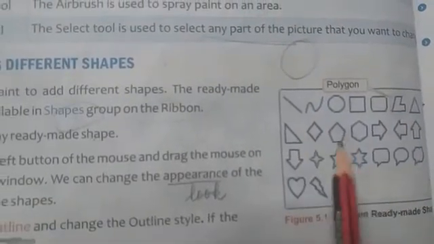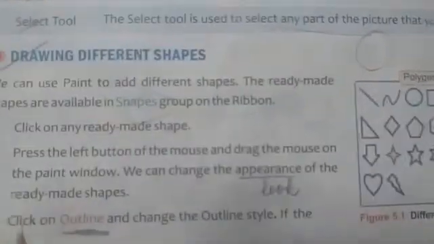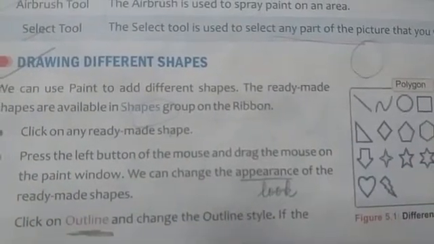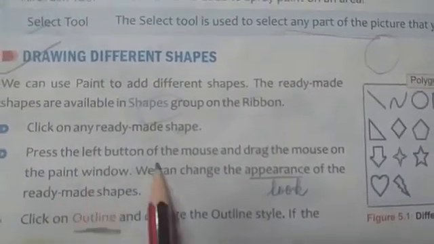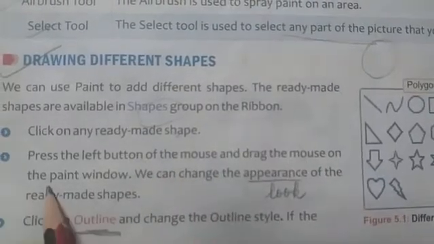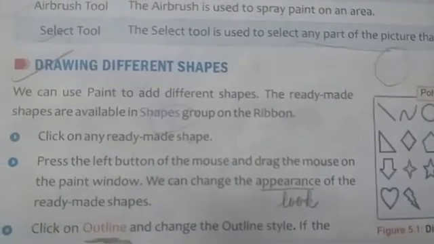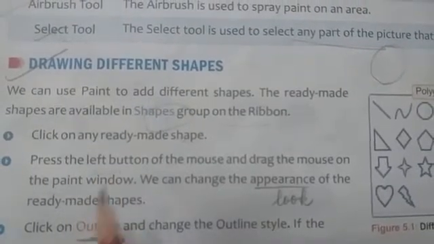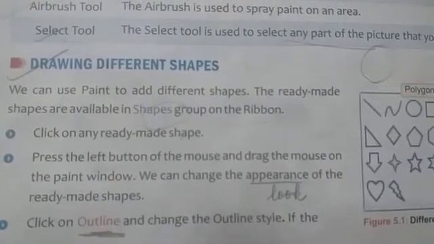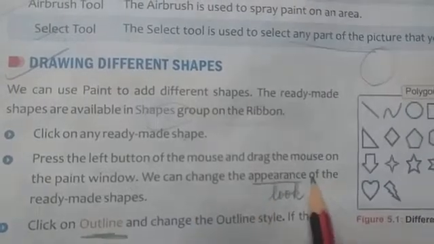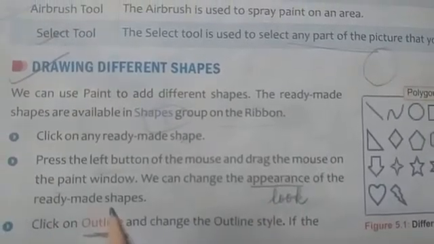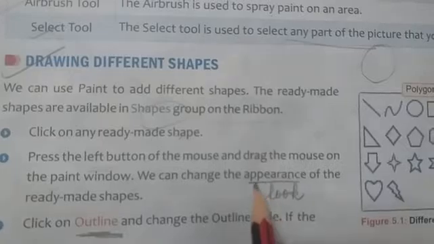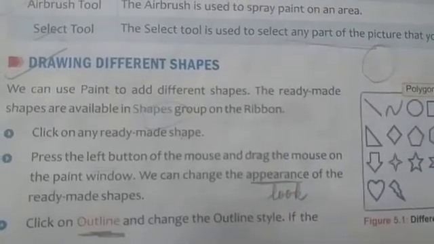So how to draw any particular shape? We have to first click on any ready-made shape. We have to select the shape that we want to draw. Then press the left mouse button and drag the mouse on the Paint window. Yes, we have to continuously press the left mouse button, and after that we have to drag our mouse. So we can change the appearance of the ready-made shapes. Yes, we can change the look. Appearance means look, we can change it also.